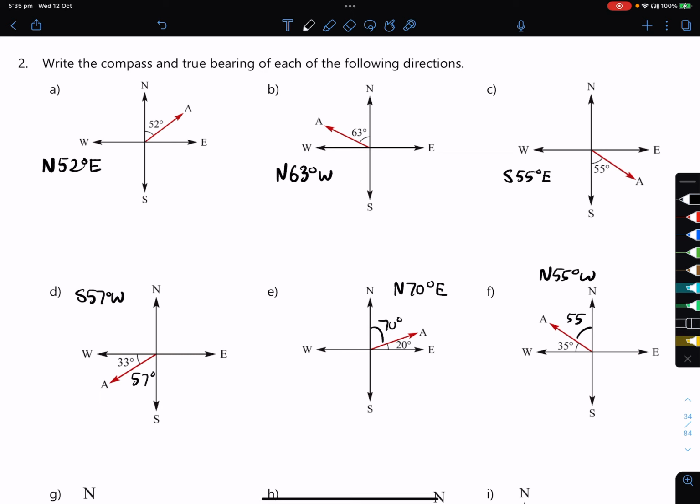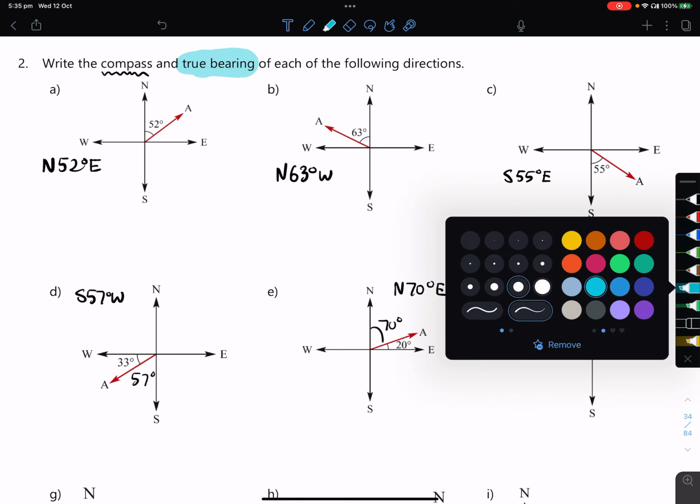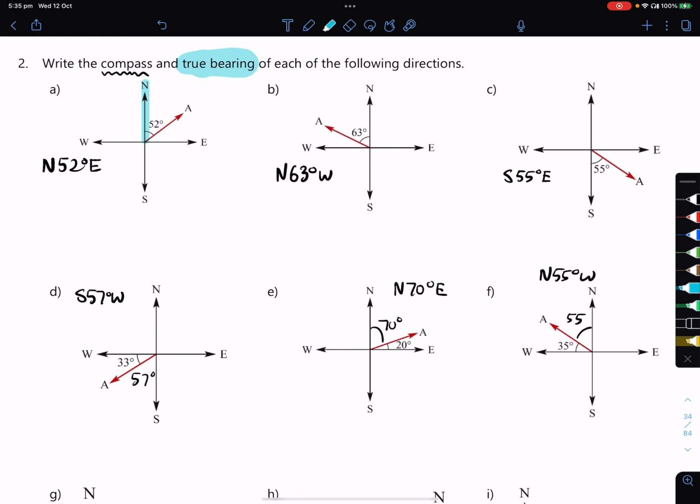Okay. So what we've done here is we have just found out what the compass bearing is. Now what we've got to do is calculate what the true bearing is. So the true bearing doesn't start from either north or south, but always starts from north. Okay, so it has to start from this direction and go in a clockwise motion until it hits the line going towards the letter A. So that angle there will be 52. So our true bearing will be 052 degrees true bearing.